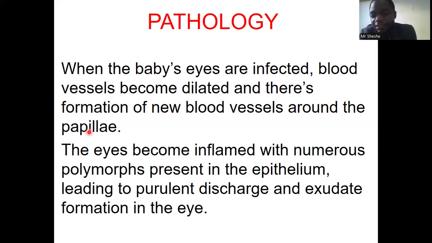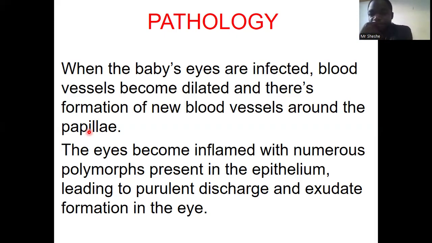Blood vessels are dilating. Now, as the cells are crossing from the blood vessels into the affected tissue, it's not just the cells; fluid, plasma, together with some plasma proteins, also shift from the blood vessels into the tissue. That's why the eyes swell. So the baby wakes up with swollen eyes.